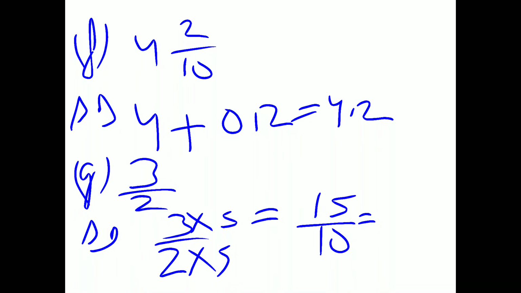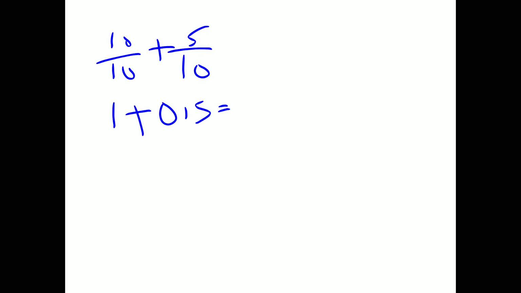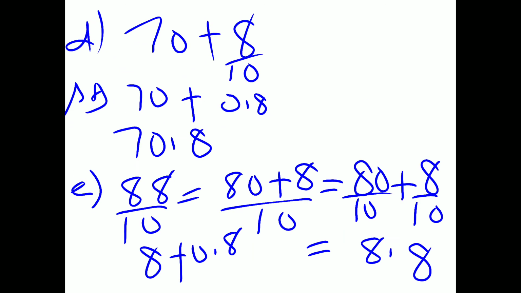Now 15, we can write it in this manner. 10 plus 5 upon 10. Then we write 10/10 plus 5/10. It becomes 1 plus 0.5. That will be 1.5. Clear? I have done G part.